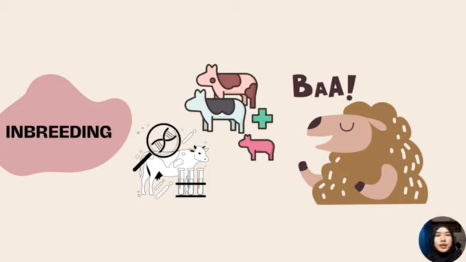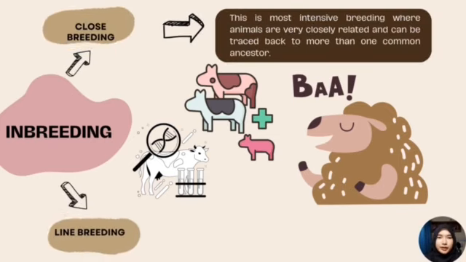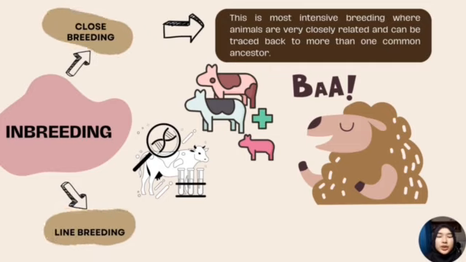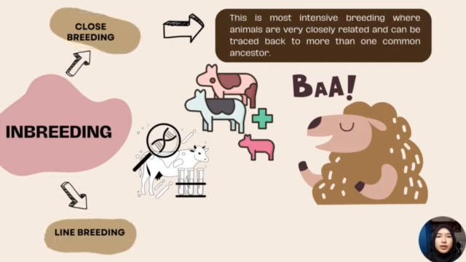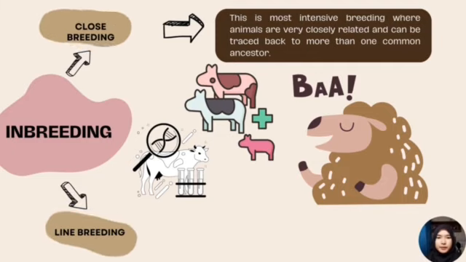However, inbreeding is intentionally practiced to create genetic uniformity of laboratory stock and to produce stock for crossing in animal and plant breeding. While inbreeding is unintentionally generated by keeping a small population for breeding and jury selection. There are again two types of inbreeding, which are close breeding and line breeding. Close breeding is the most intensive breeding, where animals are very closely related and can be traced back to more than one common ancestor.